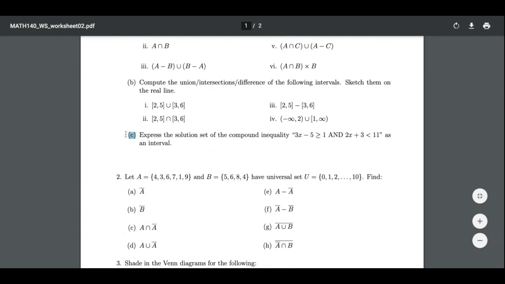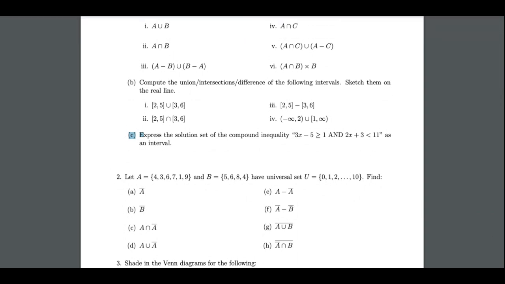Okay, now everyone try C. Be careful, this is the "and", right? Remember, "and" represents intersection, "or" represents union.